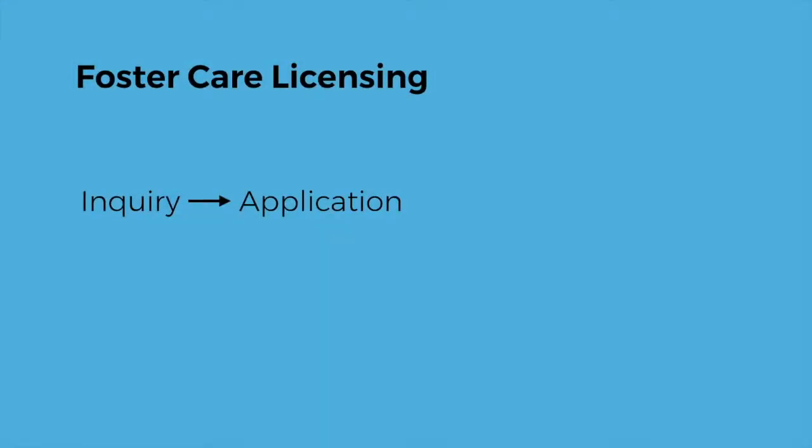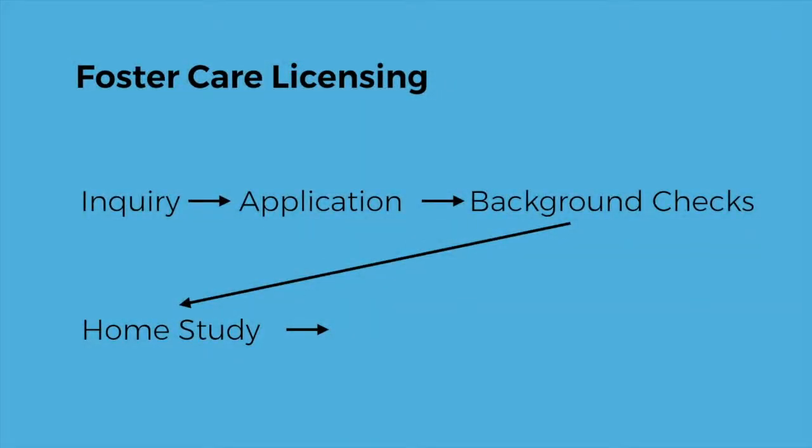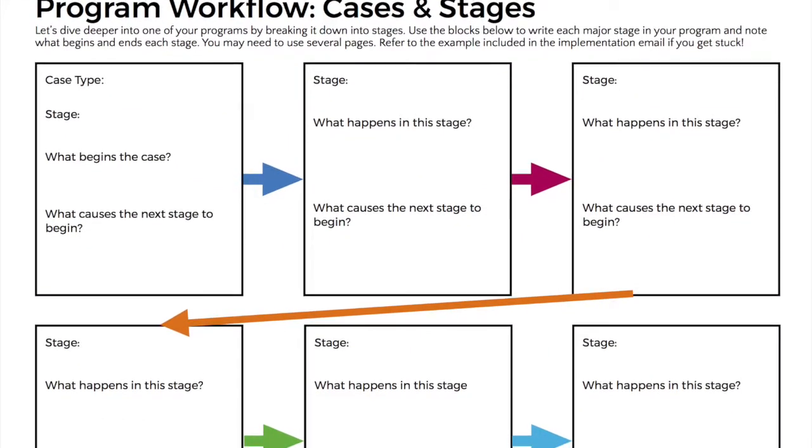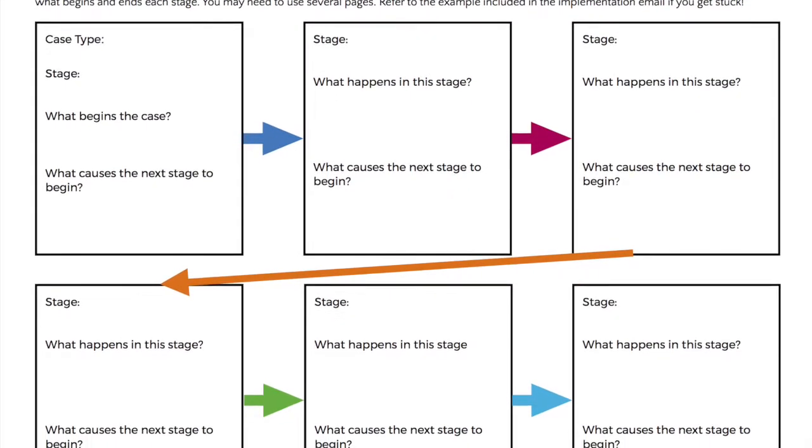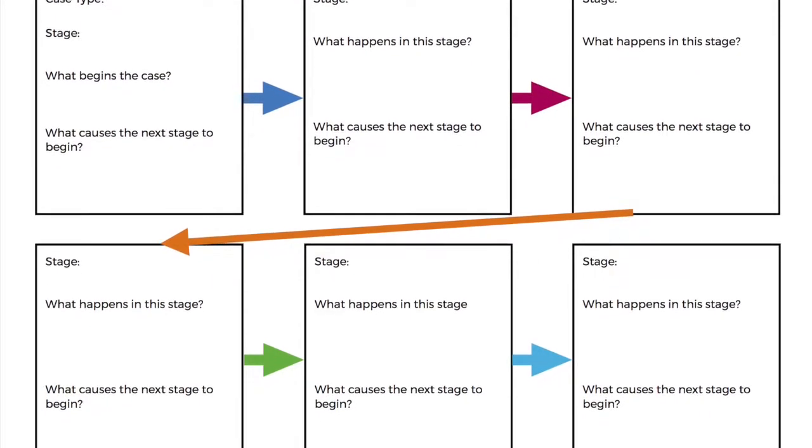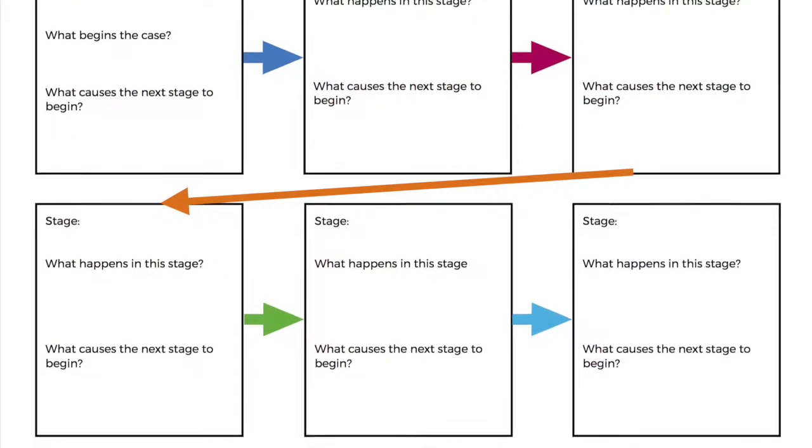For example, the application could be denied, which stops the case. Or the family might need to put their case on hold due to outside circumstances. Use the worksheet attached to this lesson to list out the case stages of your program, as well as any alternatives that might stop the case before the ideal completion stage.